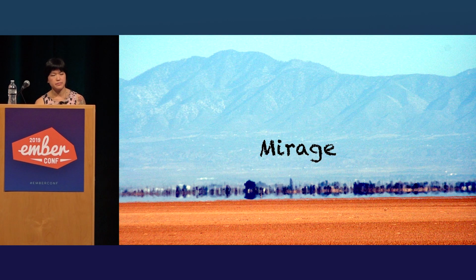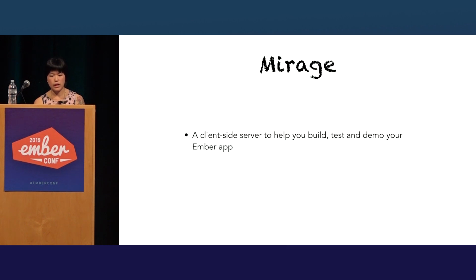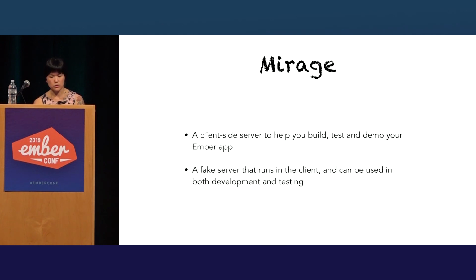M is for Mirage. When I went to the docs for Mirage, I read that it's a client-side server that helps you build, test, and demo your Ember app. And then I also read that it's a fake server that runs in the client and can be used for both development and testing. I'd argue that both of these statements are the same thing, so maybe we should consolidate them.